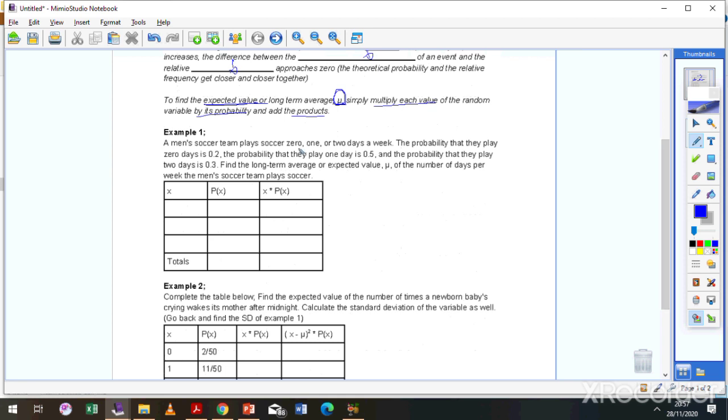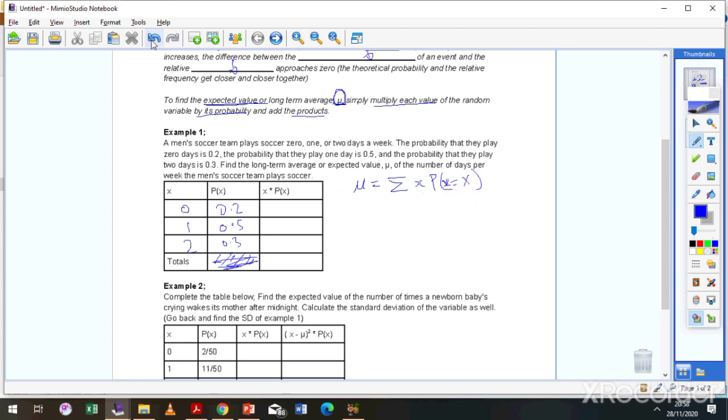A men's soccer team plays 0, 1 or 2 days a week. The probability that they play 0 days is 0.2, 1 day is 0.5, and 2 days is 0.3. I don't need to add these because those are just the probabilities. But to find the expected value, I know that it is the sum of x times the probability of that x value.